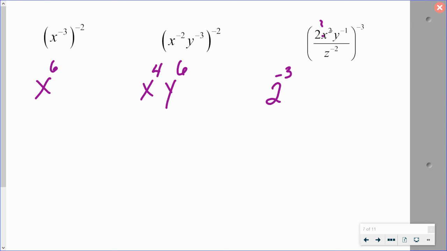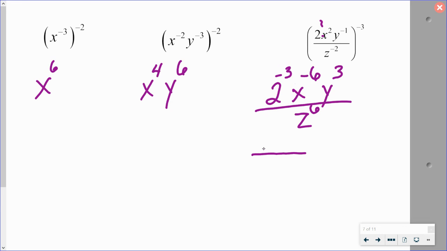X to the power of 2 to the power of -3 is -6. Y is -1 times -3, which is a +3. And now don't forget to do it in the denominator as well. That becomes z to the +6. Okay, now nothing I can do so far, but negative exponents I need to move because they're not happy yet.